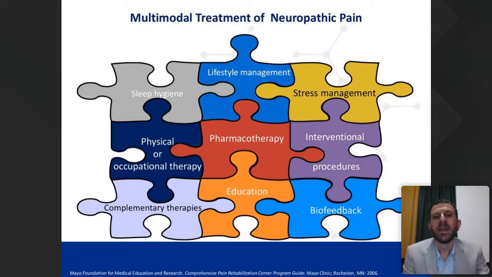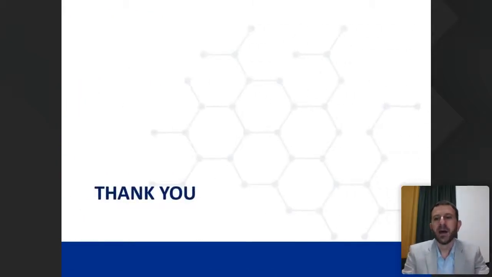In this puzzle, as you can see, pharmacotherapy is one piece of the puzzle. You also have to consider other issues. What's causing the pain? Is it stress? Is it lifestyle management? Better sleep? You may even try complementary medication, education about the primary cause, and finally biofeedback. So the causes are multiple, the treatments are multiple, and the symptoms are multiple. It can sometimes get confusing, but the most important thing is you have to think about it first. If you don't think about the disorder, you won't be able to diagnose it. So thank you very much.